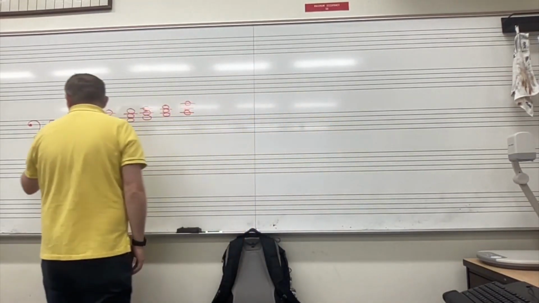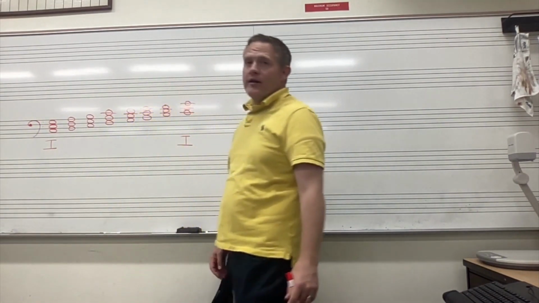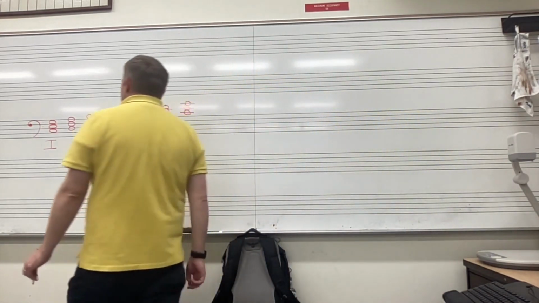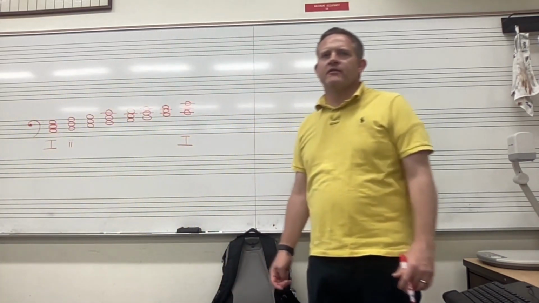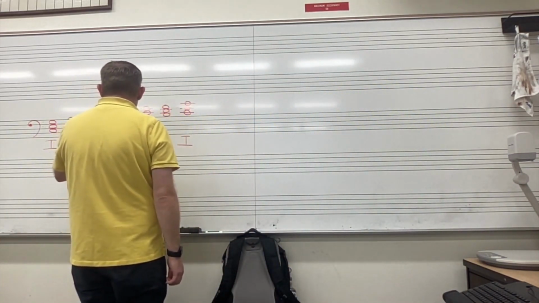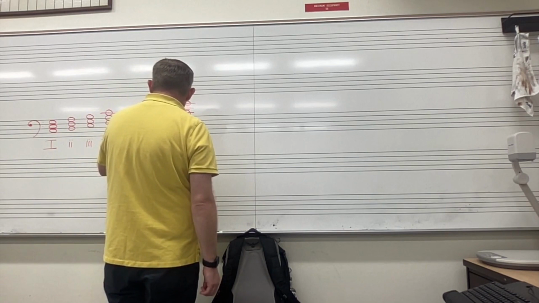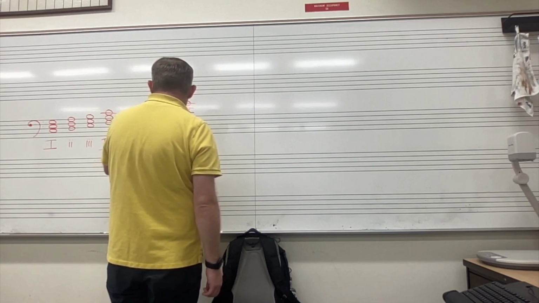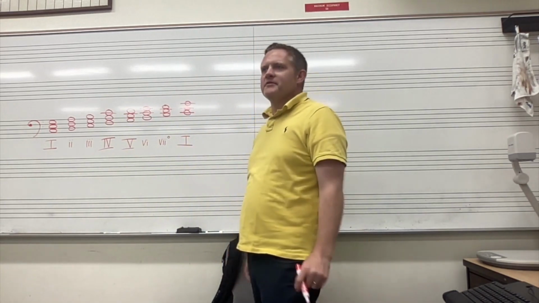And the first one is major. And the last one is major. So we write 1 capitalized because it's major. 2 is minor. So we write lowercase 2 because it is minor. 3 is minor. 4 is major. 5 is major. 6 is minor. 7 is... Sounds diminished. 7 is diminished. That's right, it is diminished.